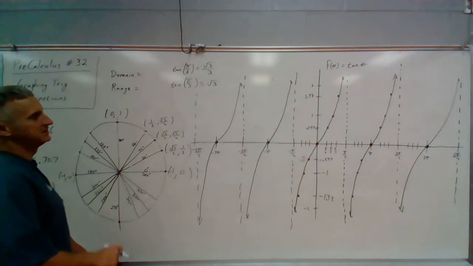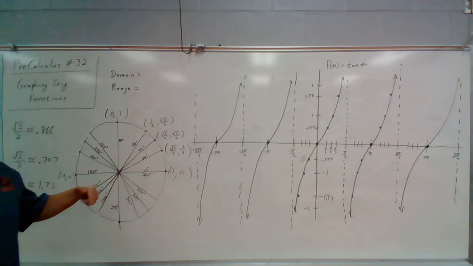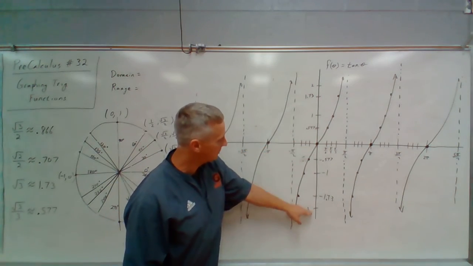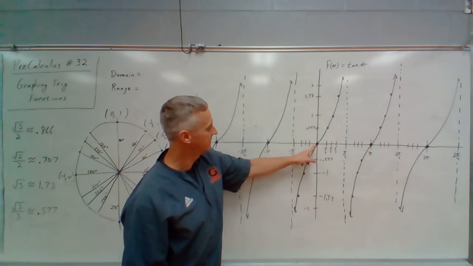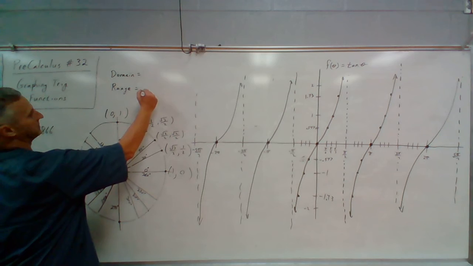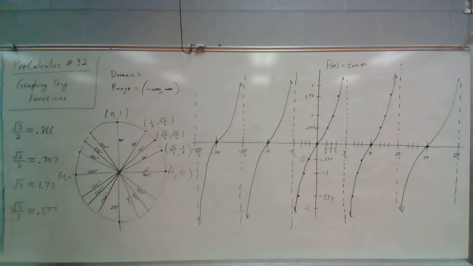All right, let's talk about the domain and the range. So the range is all the outputs. Notice that tangent can take on any y value it wants. It goes up this way forever, down this way forever. So the range is from negative infinity to infinity. All right, what about the domain?